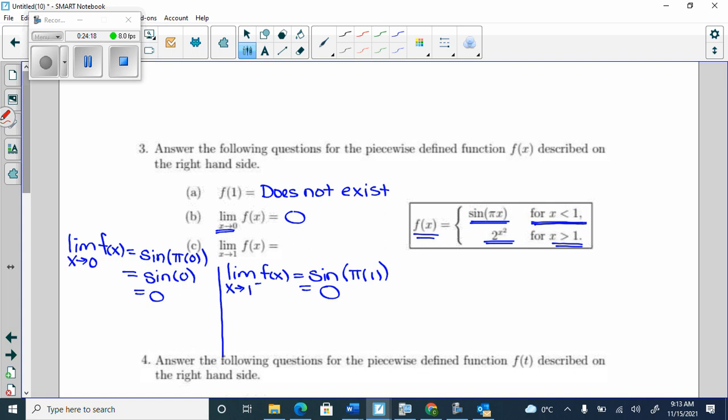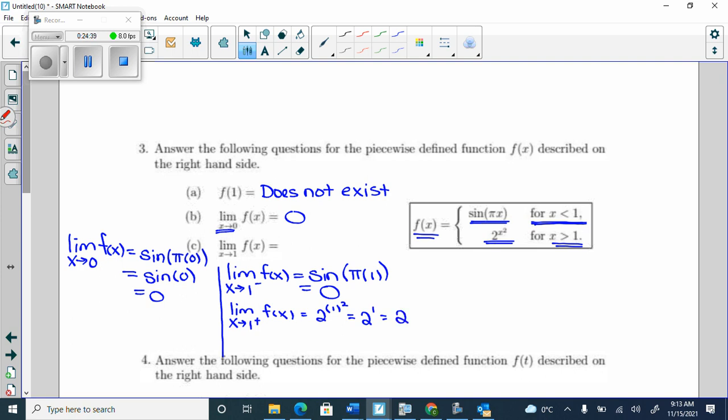And how do we know that? We have to plug in from the right. So we're going to go the limit as x approaches 1 from the right of f of x equals 2 to the x squared. So I have to plug it into the right one, the greater than 1. 2 to the 1 squared, which is 2 to the 1, which is just 2.